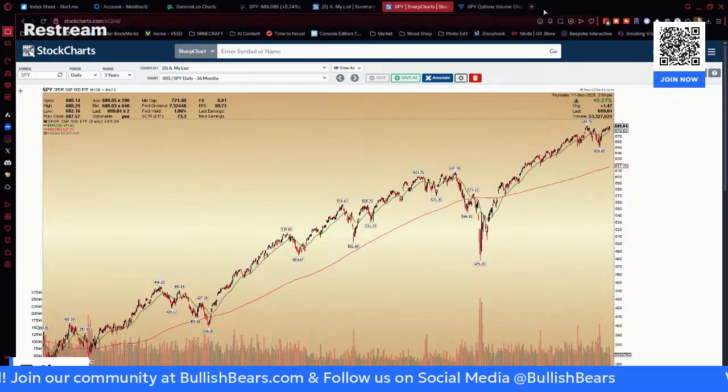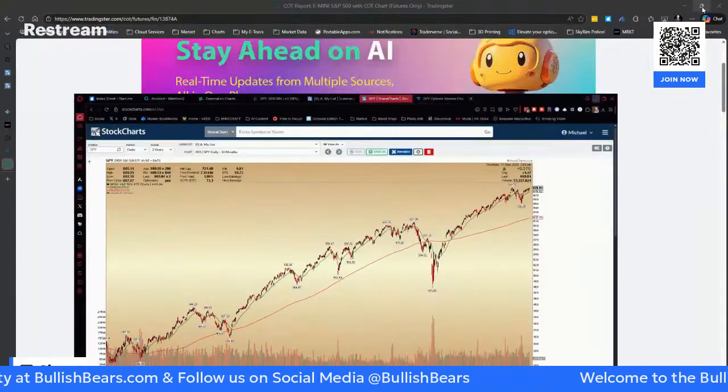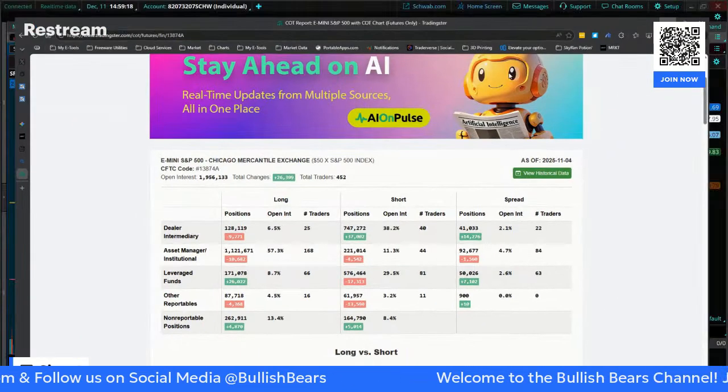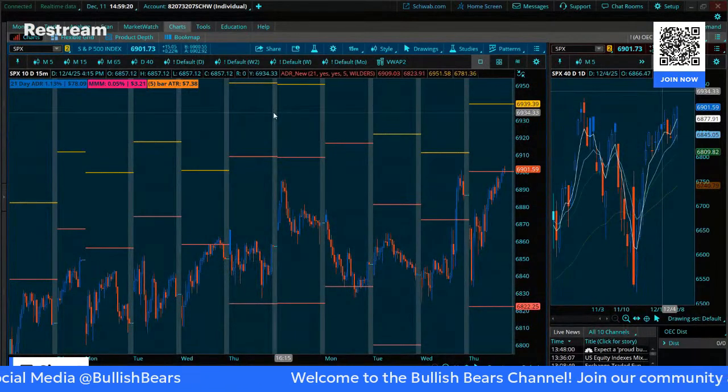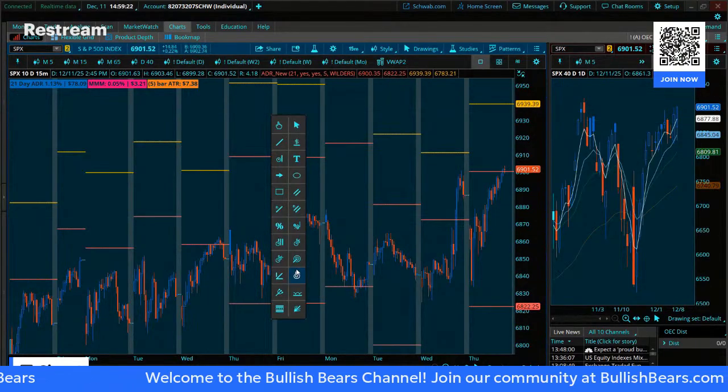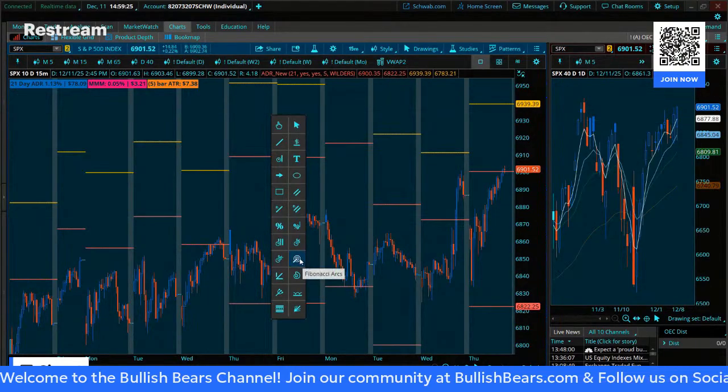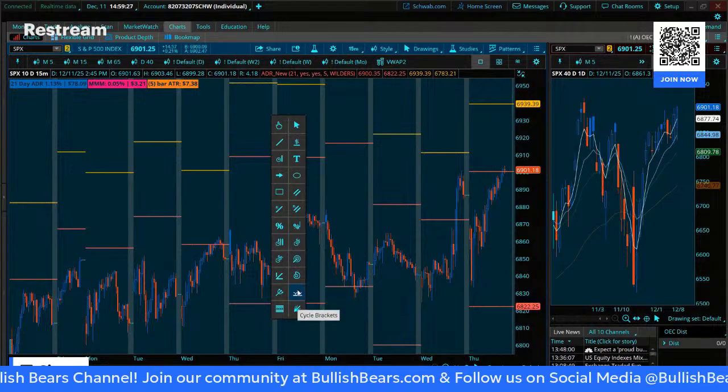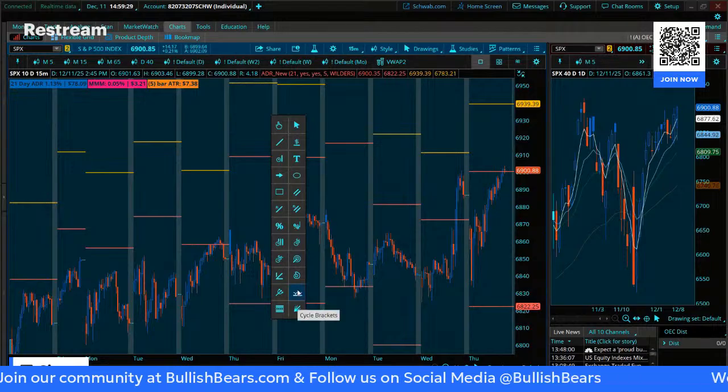And there's a lot of different fib things out there. Like there's this sequence counter. Let's bring this up. There's this one, these arcs, and then there's this one, the cycle brackets, or a sequence counter is what I call it.